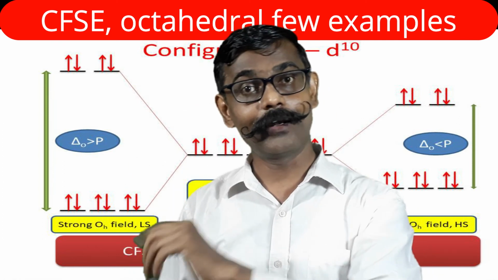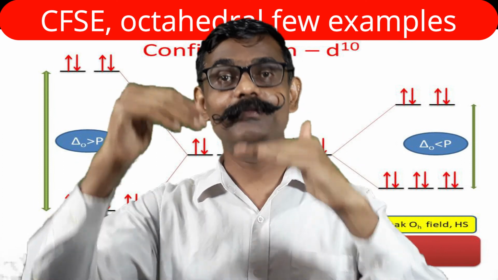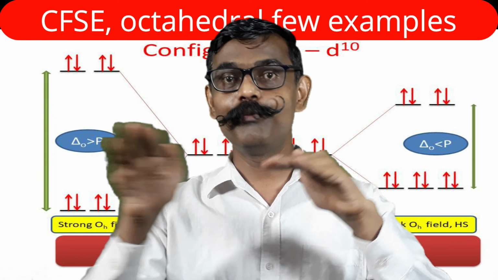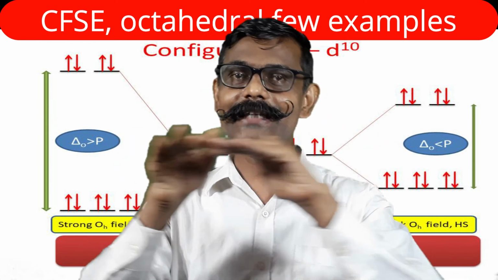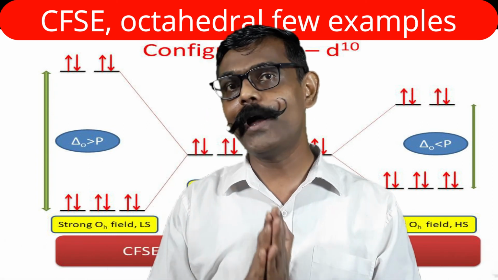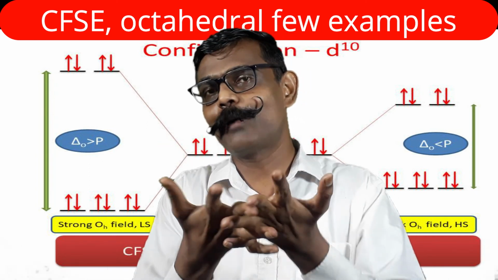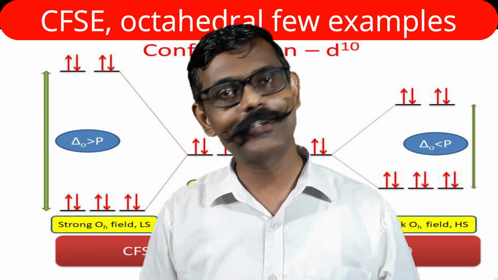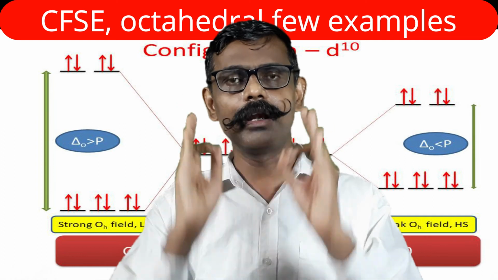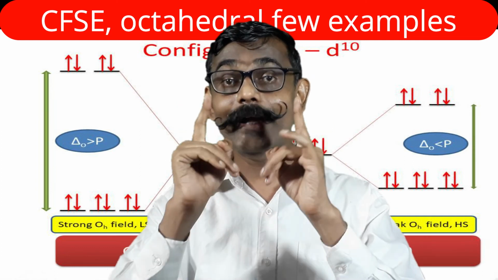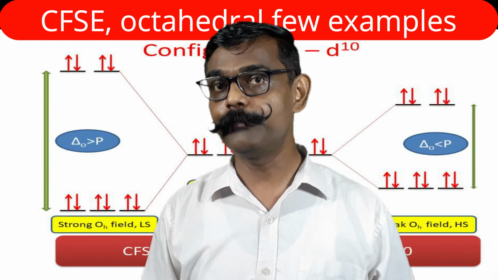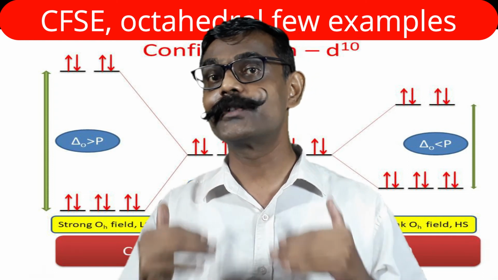D0, D5, D10 are the reference points in future. We are finding CFSE equal to 0, meaning the net energy remains the same as in the spherically symmetrical hypothetical field. But the important thing is that nowhere are you finding CFSE positive, because we are talking about stability, and stability means a decrease in energy. This CFSE calculation will help us a lot to describe thermodynamic properties of the complexes. We are going to apply it in future, so its preparation is very important.